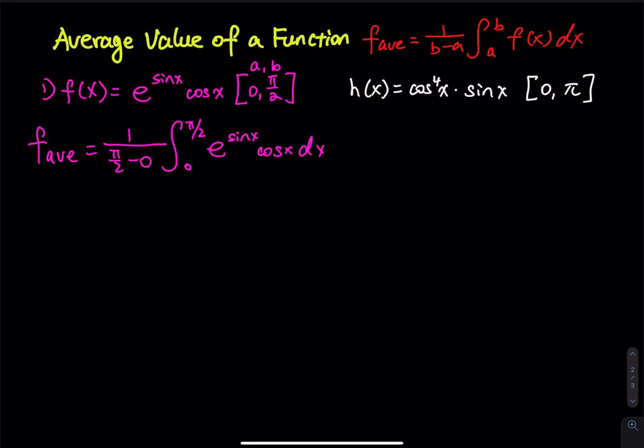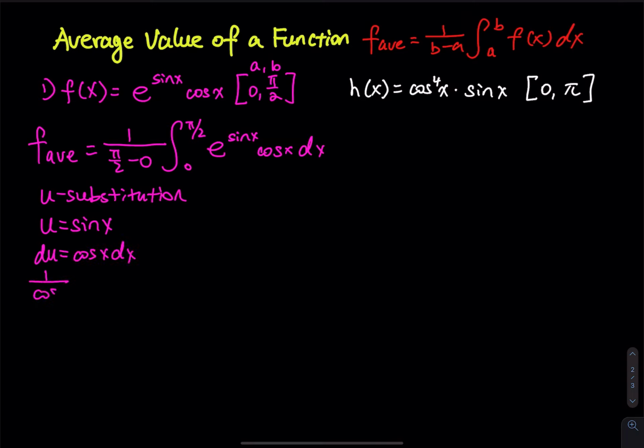So this one we have a sine inside an exponential function. I will use u substitution, and I will let u equal sine x. So du equals cosine x dx, and then 1 divided by cosine x du equals dx. That is enough to get rid of the cosine after you do the change of variable.